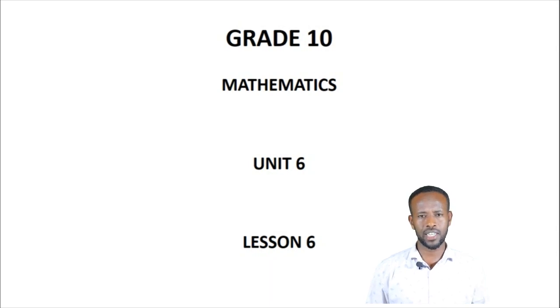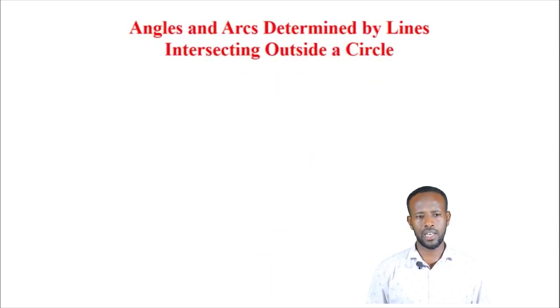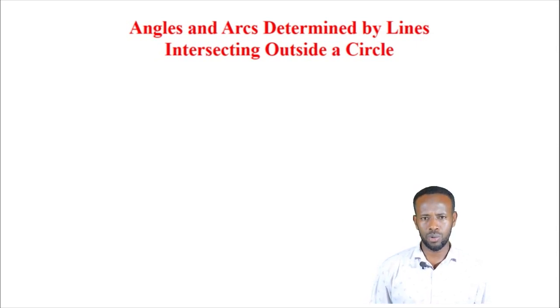In our previous class we learned about angles that are formed inside and on the circle. Our lesson today is about angles and arcs determined by lines intersecting outside a circle. So in today's lesson, we are going to see angles and the lines that intersect outside the circle.